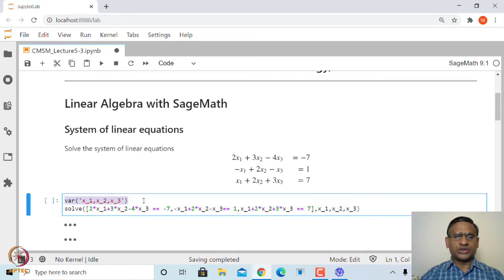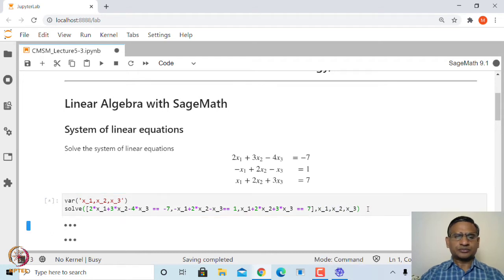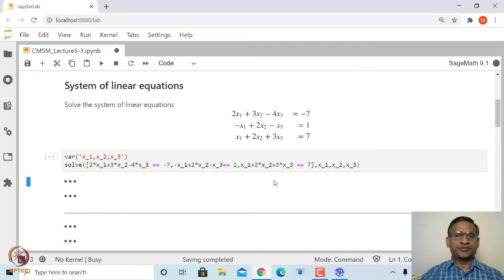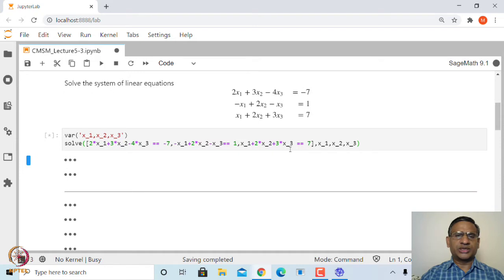So, var x1, x2, x3, and then we use the solve function. Write the set of equations inside square brackets separated by commas, and then we want to solve with respect to variables x1, x2, x3. Let us run this. When we run this, it will give me a solution of this system. It takes a little bit of time to begin with, and later on it will become faster.